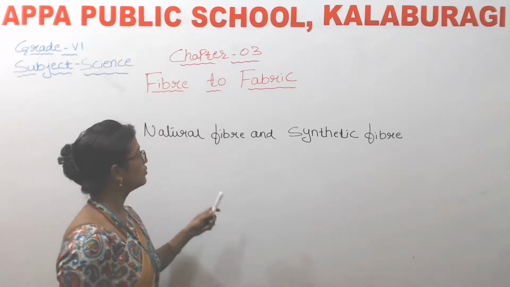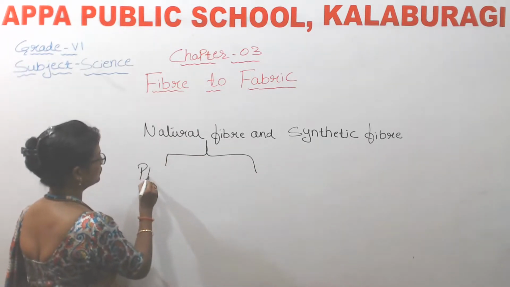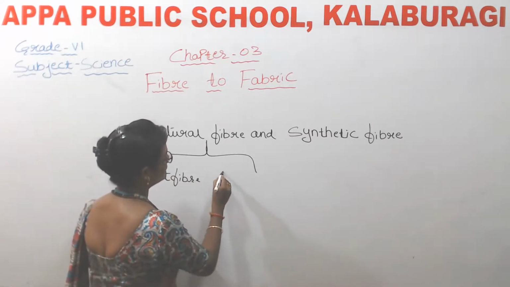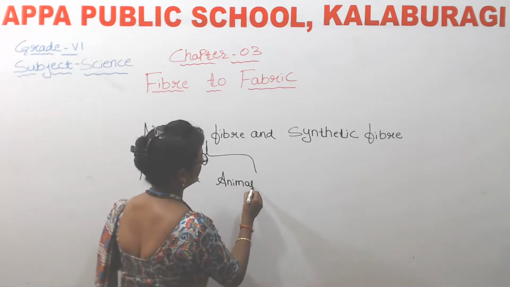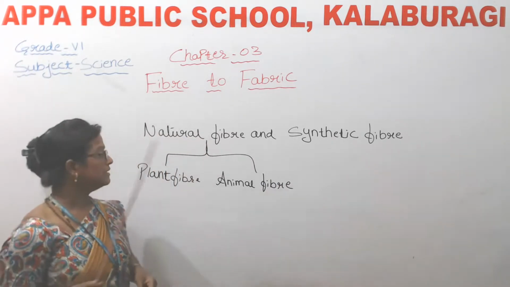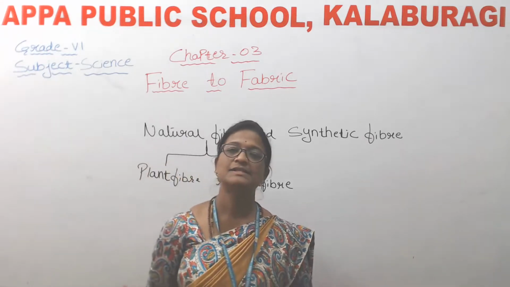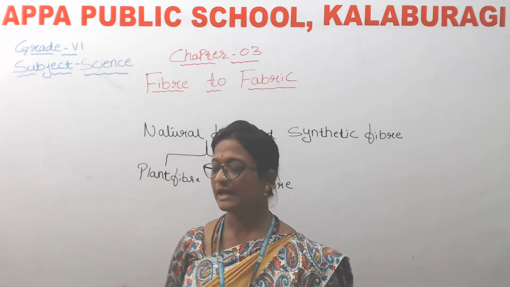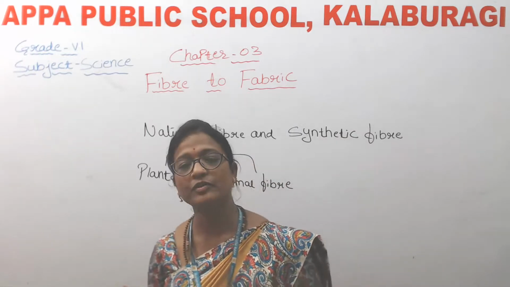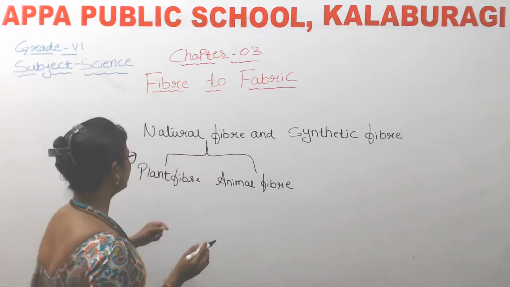We have also discussed that natural fibers are again divided into two types, that is plant fiber and animal fiber. The fiber which is obtained from plants is called plant fiber. And what about animal fiber? The fiber which is obtained from animals is called animal fiber.